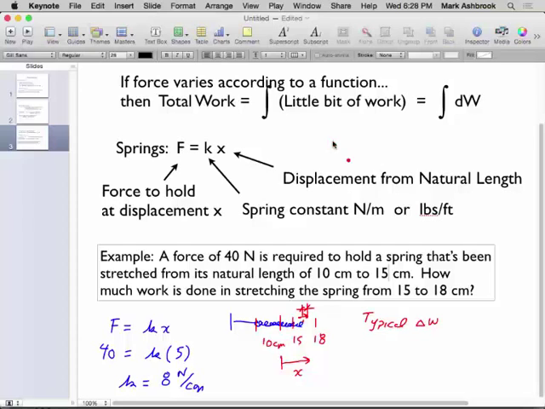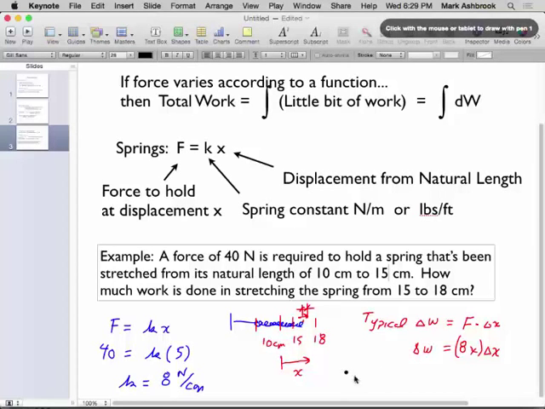So work is going to be force, the current force, times distance, a little change in distance. We can only go a little change so that the force is essentially constant for that little change. And so then what is the force at some value of x? Well, it's going to be 8x, because the spring constant is 8. And then the work at that force is going to be that force times the little distance that we go. Force times distance. And so that's going to be our little delta W.